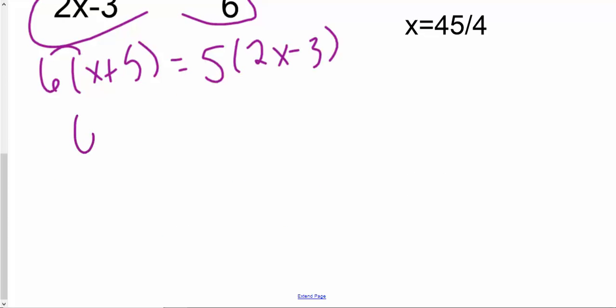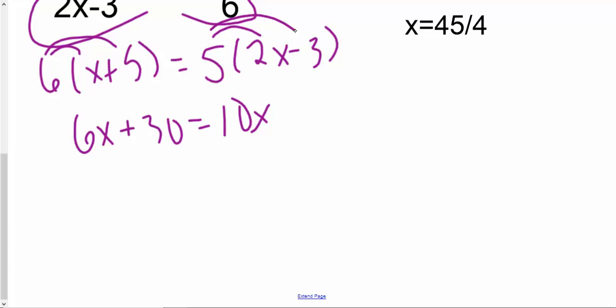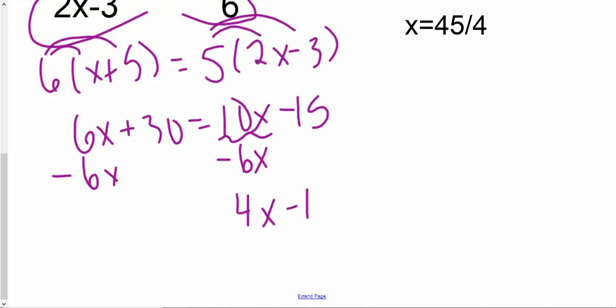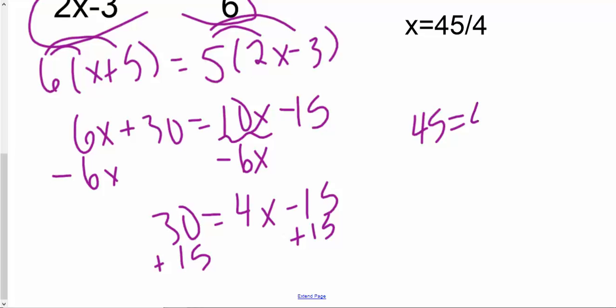We distribute our 6 to get 6 times x is 6x, 6 times 5 is 30, 5 times 2x is 10x, and 5 times negative 3 is negative 15. I'm then going to subtract 6x from both sides because there's more x's on the right-hand side. 10's bigger than 6. That gives me 4x minus 15 is equal to 30. And then we add 15 to both sides. This gives me 45 equals 4x. Dividing by 4 on both sides gives us x is 45 over 4. And again, we're not really going to try to write that as a decimal or anything like that. We could, but try to keep it as an improper fraction.